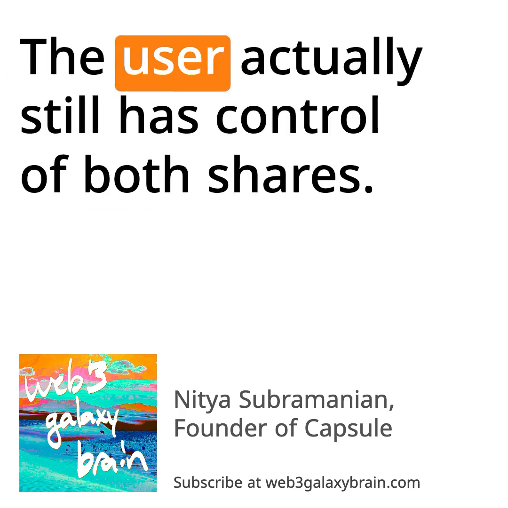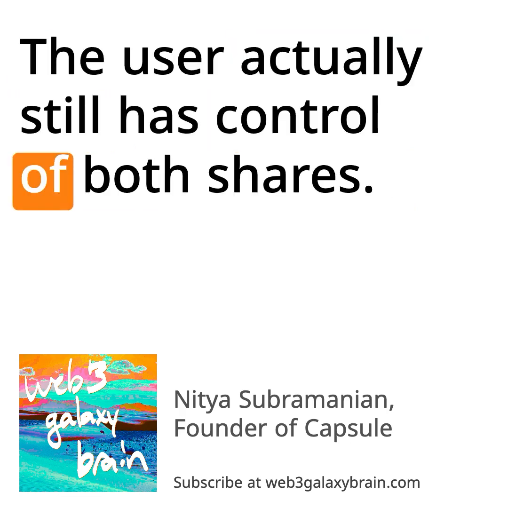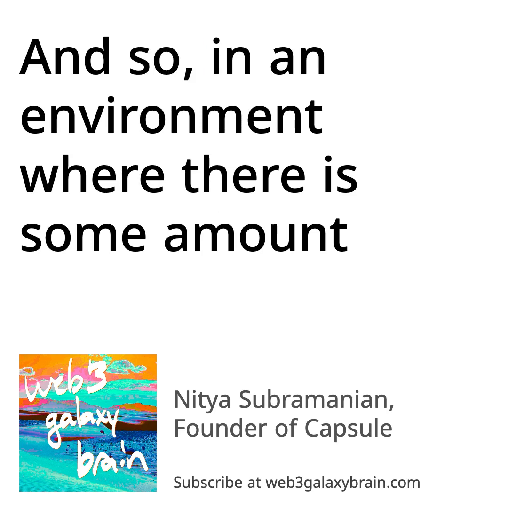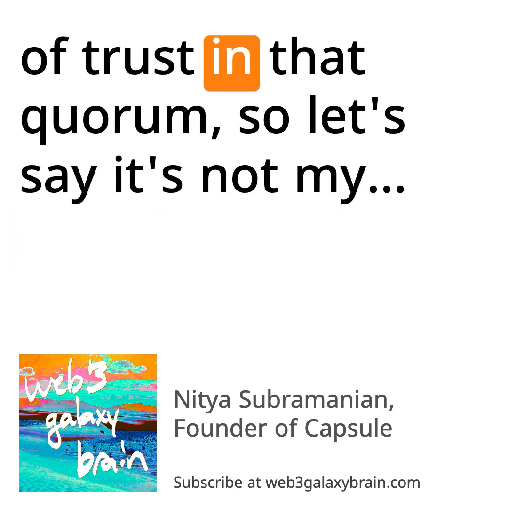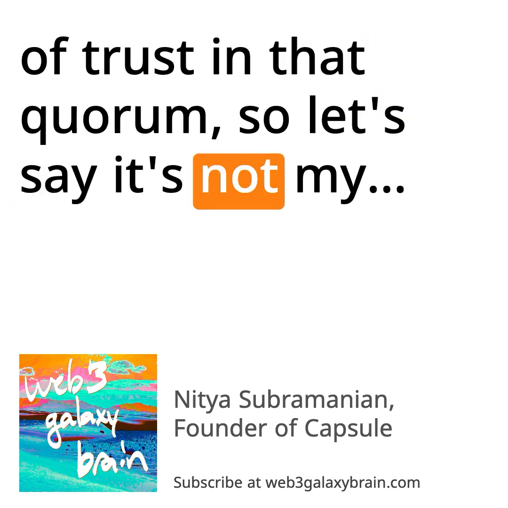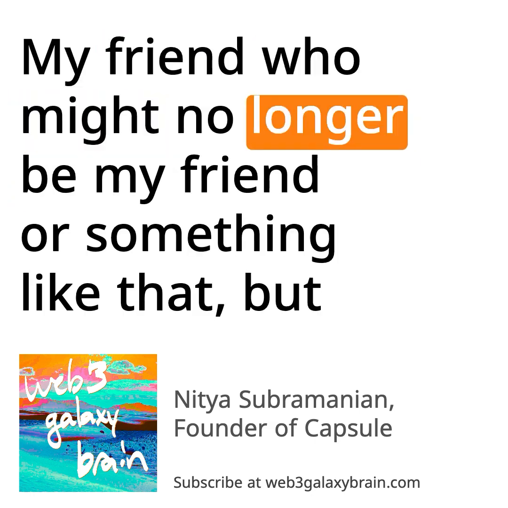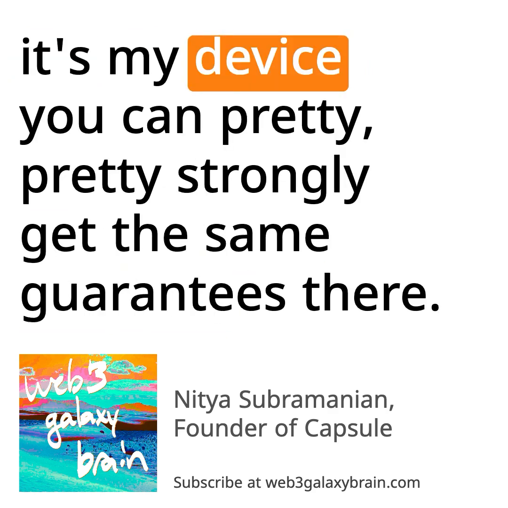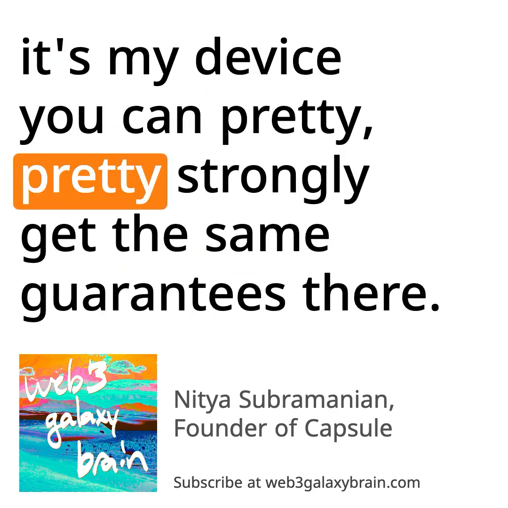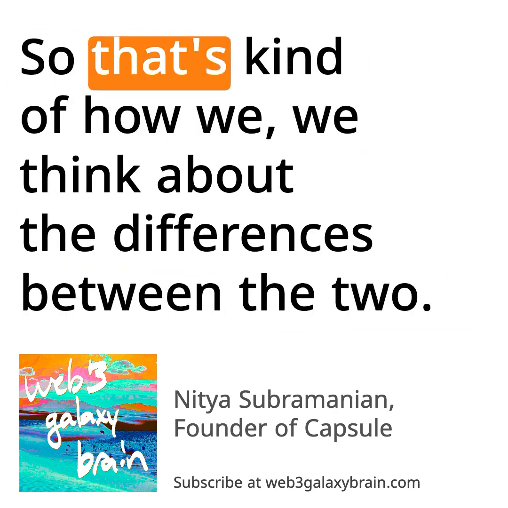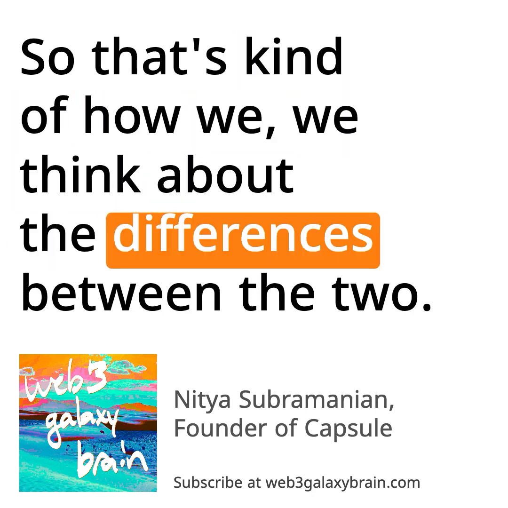The user actually still has control of both shares, and so in an environment where there is some amount of trust in that quorum, let's say it's not my friend who might no longer be my friend or something like that, but it's my device, you can pretty strongly get the same guarantees there. So that's kind of how we think about the differences between the two.